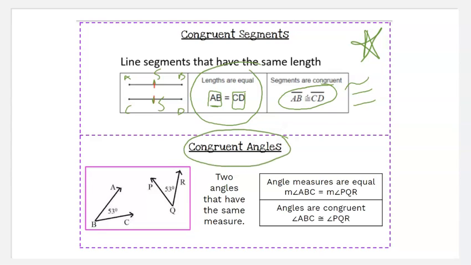Congruent angles, same concept, just with angles. So it's two angles that have the same measure. So here we know that angle ABC is congruent to angle PQR because they both measure 53 degrees. So two ways we can write that. If we want to reference their measures, we would say the measure of angle ABC is equal to the measure of angle PQR. Or we would say that angle ABC is congruent to angle PQR.